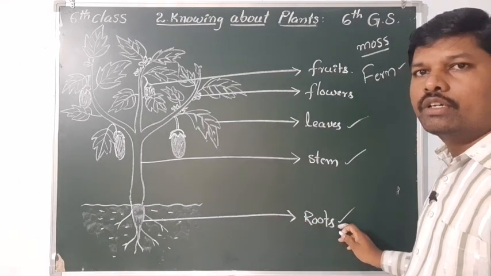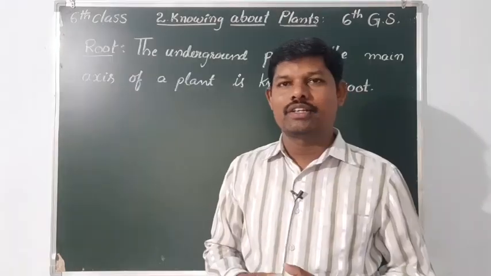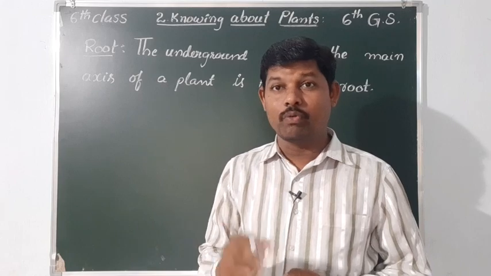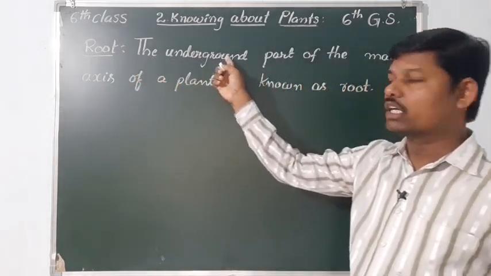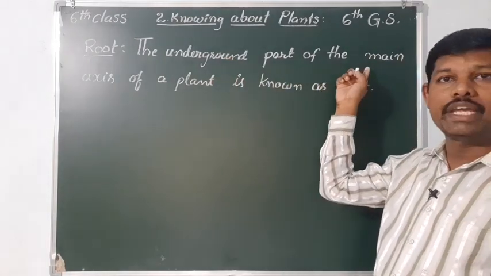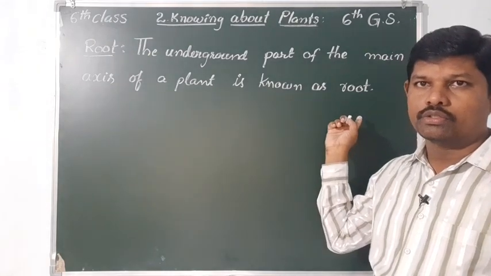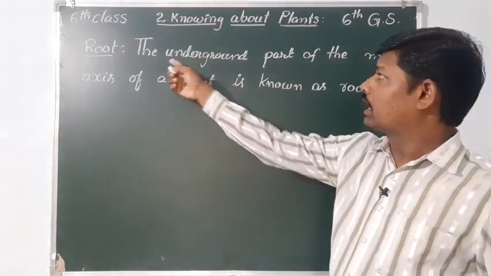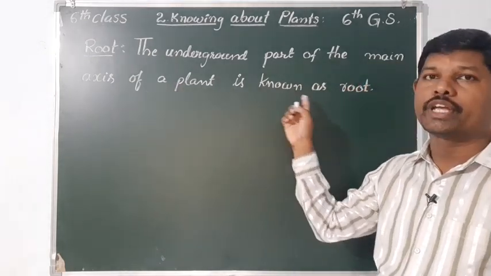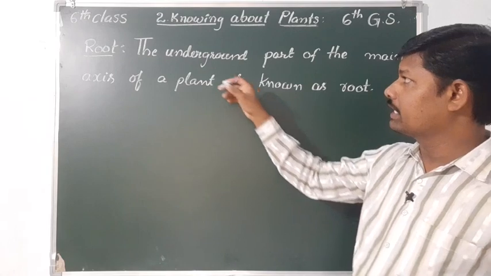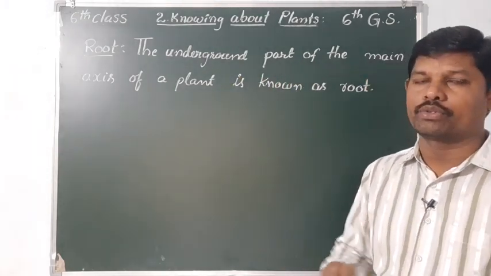First one, roots. Let us observe the functions of the root. What is a root? The underground part of the main axis of a plant is known as the root. That means the root is inside the soil, underground.